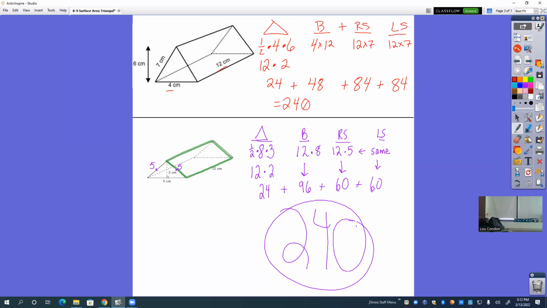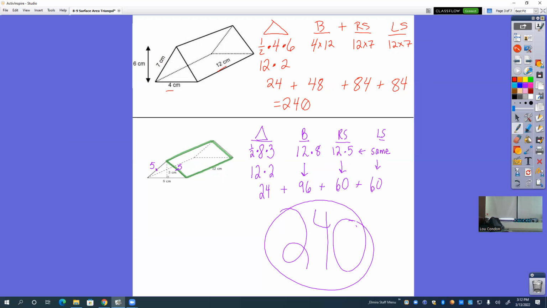The right side is a base of 5 and a length of 12, so 5 times 12 is 60. Left side is the same thing, 60. So 24 plus 96 would be 120. Plus 60 is 180, plus another 60 is another 240.